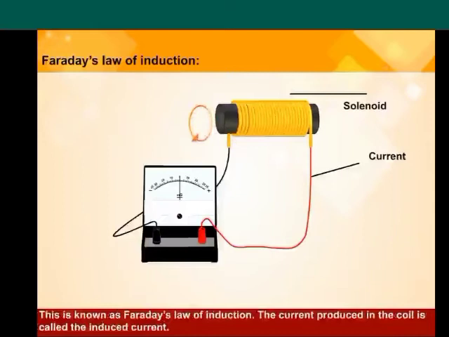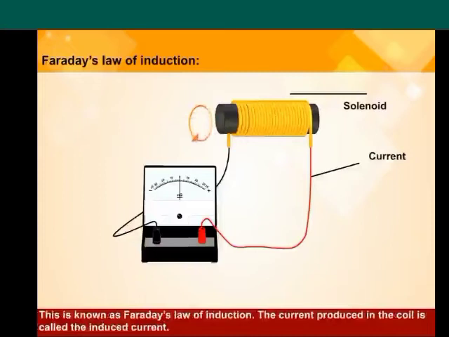Stretch the thumb, the index finger and the middle finger in such a way that they will be perpendicular to each other. In this position, the thumb indicates the direction of motion of the conductor, the index finger the direction of the magnetic field, and the middle finger shows the direction of the induced current. This rule is known as Fleming's right-hand rule.